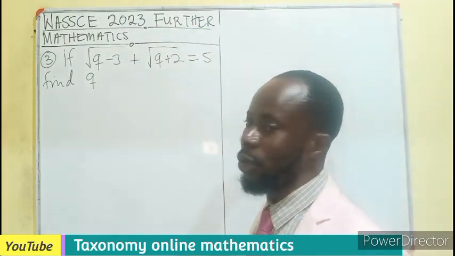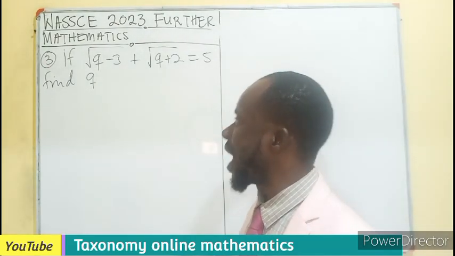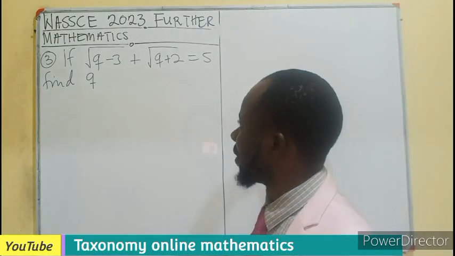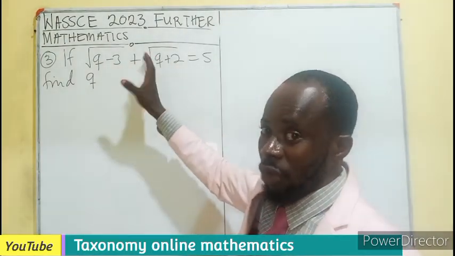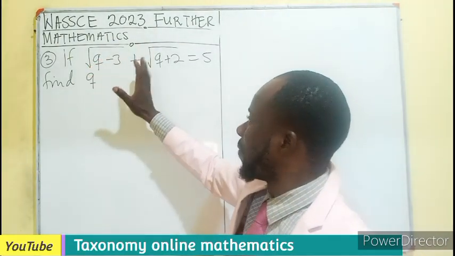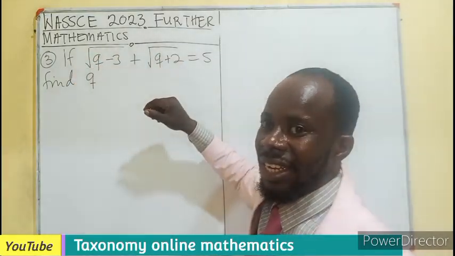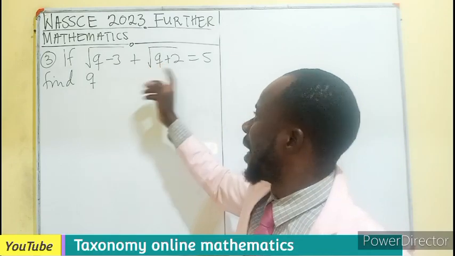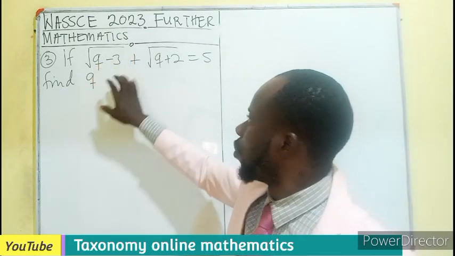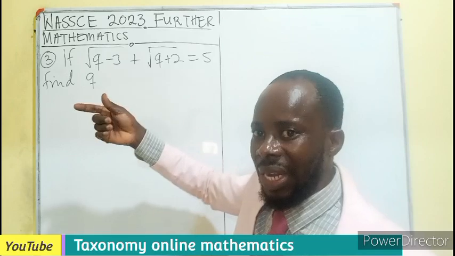If the root of q minus 3 plus the root of q plus 2 is equal to 5, you have to find the value of q. The best way to solve this is to eliminate the square root by squaring it. If you square both sides, you put the whole left-hand side in a bracket and square it, and multiplying the two roots will become problematic. So we send one of them to the other side so that when you square, cancellation can be easy.